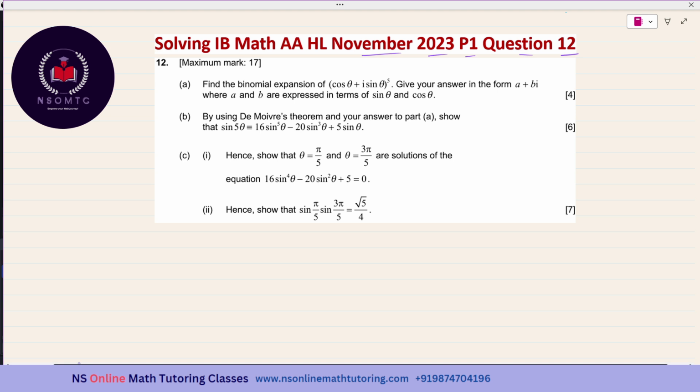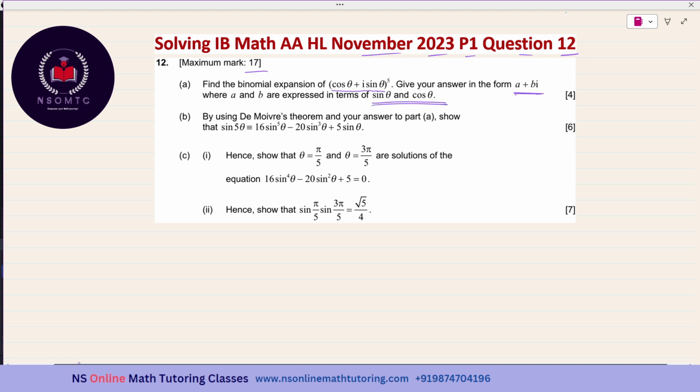So without any further delay, let us start answering question number 12. The maximum mark is 17. The first part says, find the binomial expansion of (cos theta plus i sin theta) raised to the power of 5. Give your answer in the form a plus bi, where a and b are expressed in terms of sin theta and cos theta.